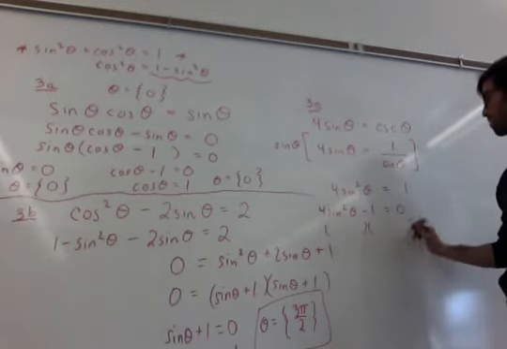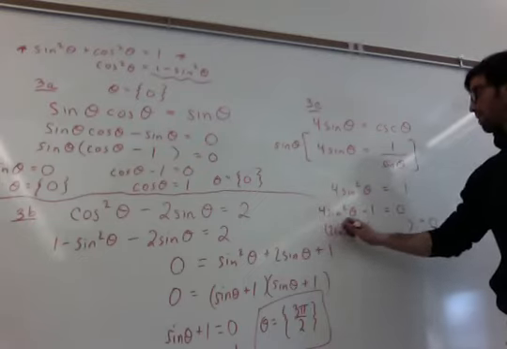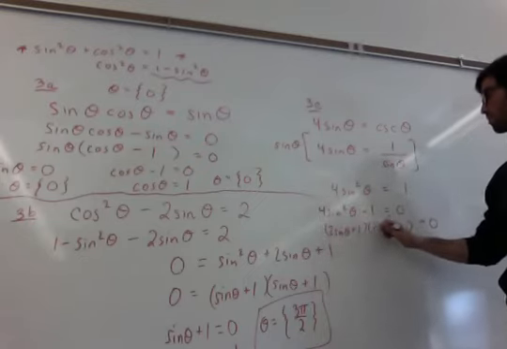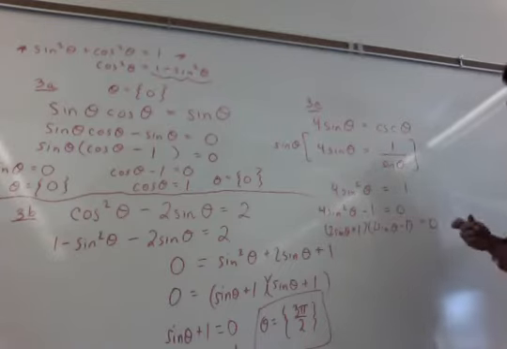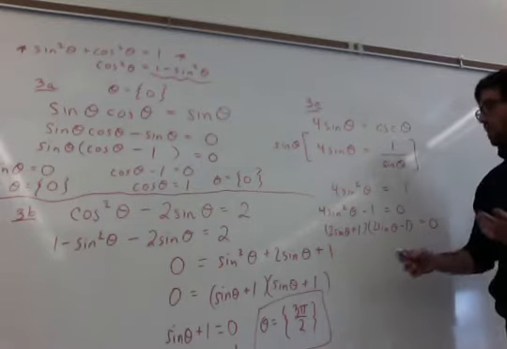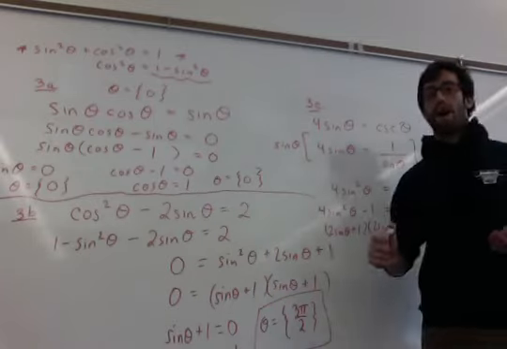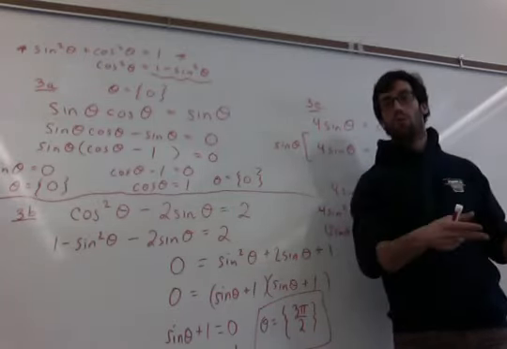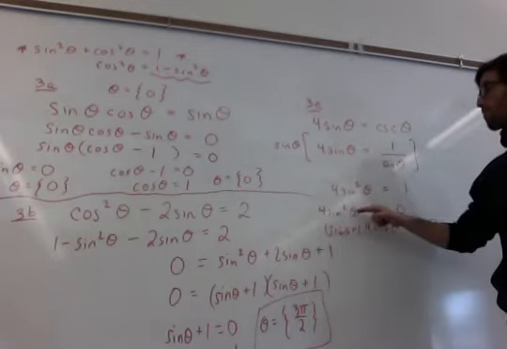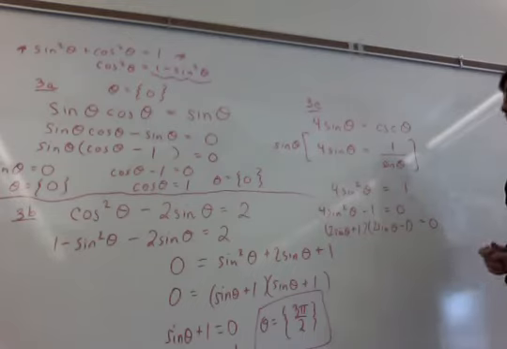This is a difference of squares. Right? 2 sine theta plus 1, 2 sine theta minus 1. And just to show you what I did, this is like 4x squared minus 1. How would that factor? 4x squared minus 1 would be 2x plus 1, 2x minus 1. So we have 4 sine squared theta minus 1 is 2 sine theta plus 1, 2 sine theta minus 1.